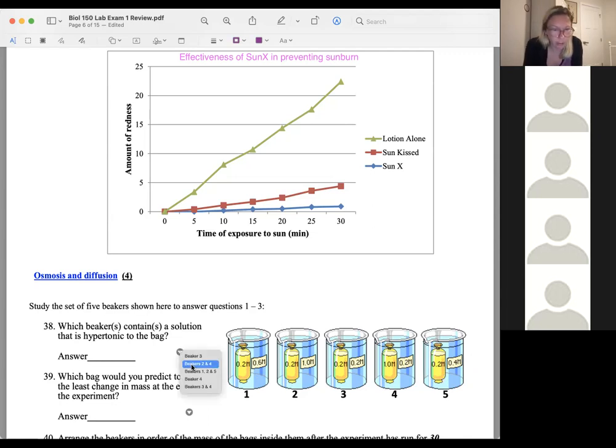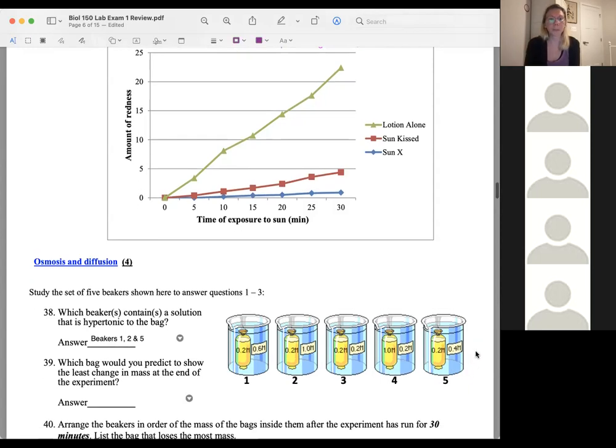So I've got this little drop down menu here. In all of those 3 beakers, 1, 2, and 5, the molarity of the solution is greater than the molarity of the bag, right? So 0.6 is larger than 0.2. That means that there's more stuff dissolved in this solution, making it hypertonic. Same thing over here, 1.0 is greater than 0.2, and 0.4 is greater than 0.2. So those are our hypertonic beaker solutions.